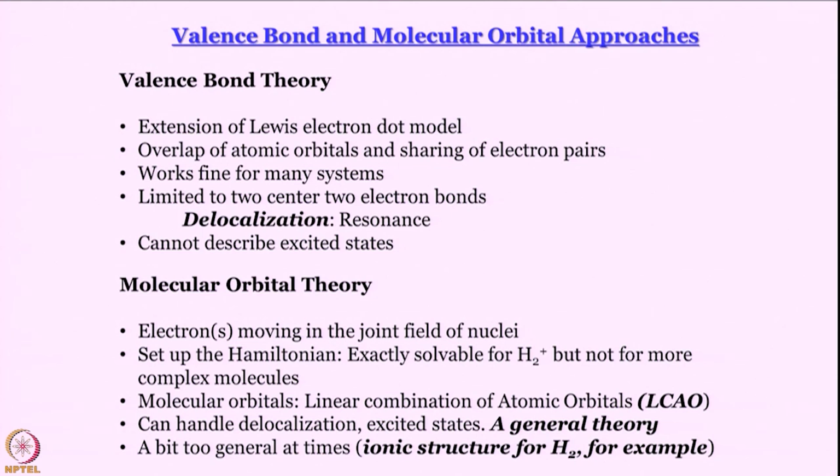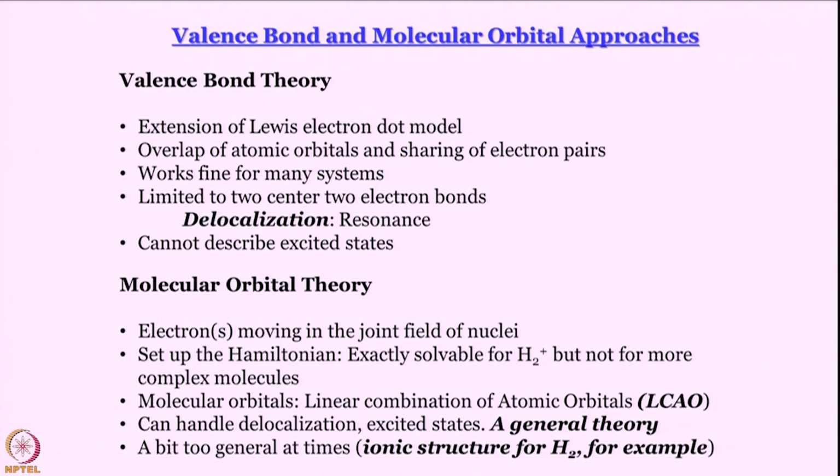The good thing about MOT is that it is a general theory. It can easily handle delocalization. It does not necessarily have to be restricted to two centers. But the problem is it is a bit too general, as we will see when we talk about H2. For something as simple as H2, it overdoes things and it overemphasizes the ionic structure.